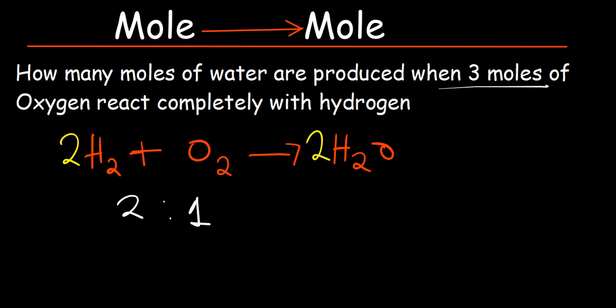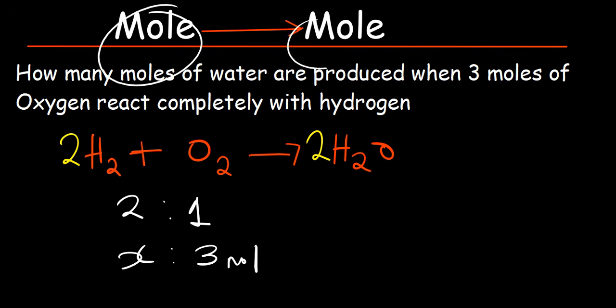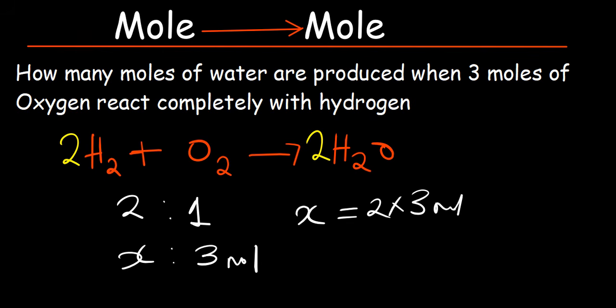So let's say now we are putting 3 moles of oxygen, how many moles are we going to produce for hydrogen? That's what this question is trying to achieve, more calculation. Okay, so in this case I'm just going to cross multiply. x will just be equal to 2 multiplied by 3 moles. In this case I'm just going to have 6 moles.